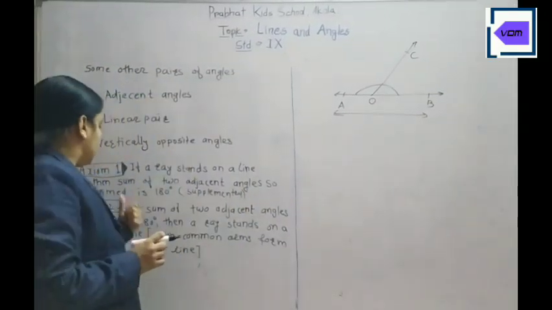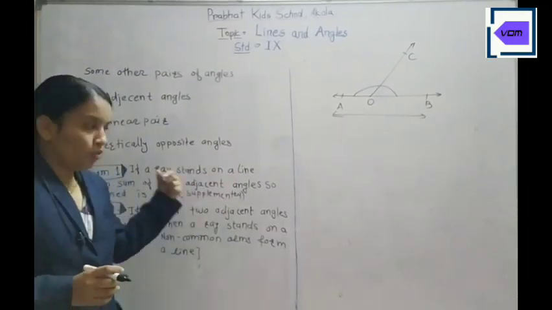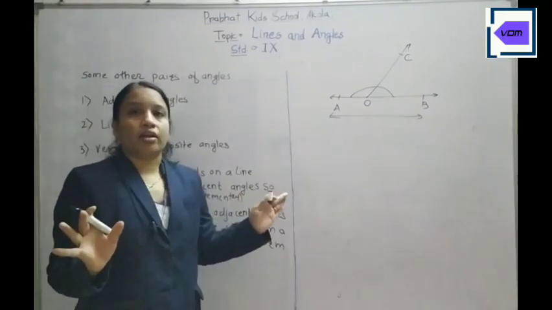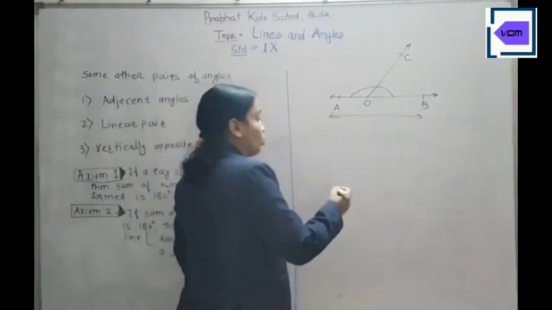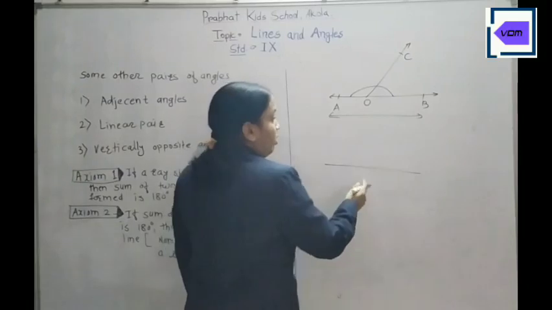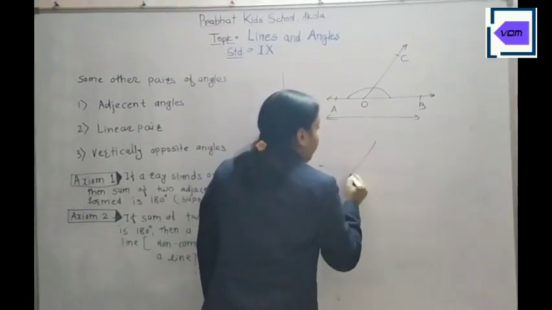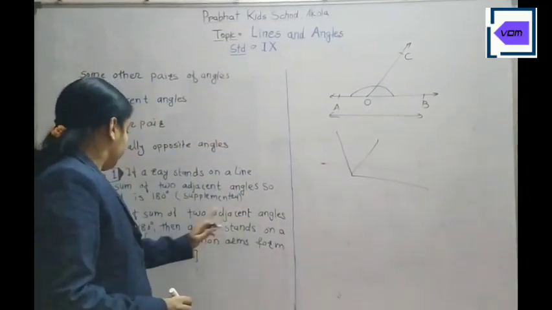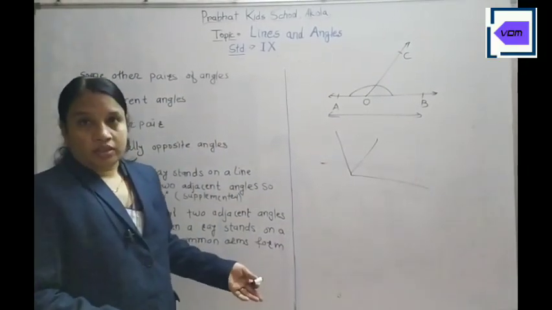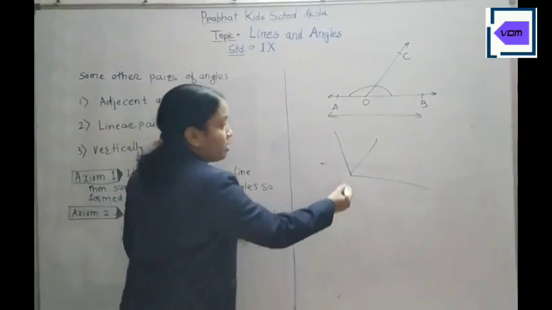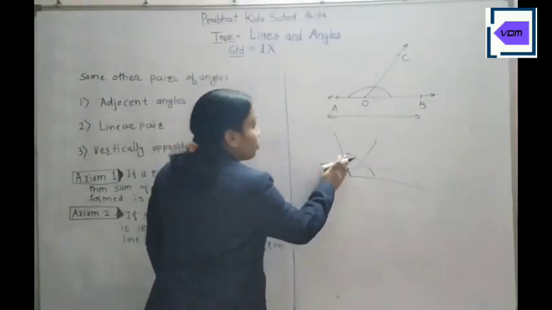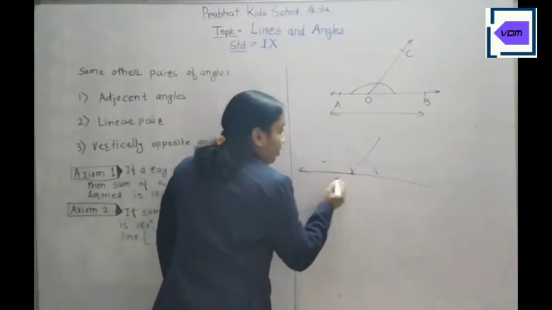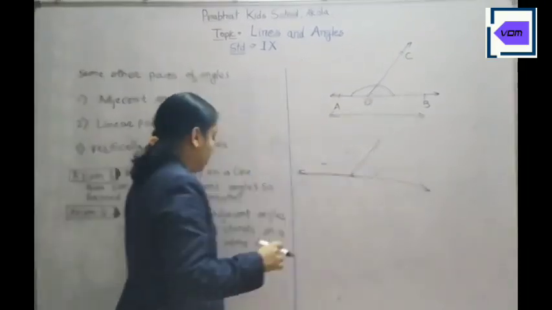Okay. Now axiom 2, exactly the converse of axiom 1. If the sum of two adjacent angles is 180, where two adjacent angles are given, obviously if you want to draw adjacent angles, you have to take one common arm. Two adjacent angles and the sum is 180. Obviously this sum will not be 180 at first, so you have to rotate one of the arms until the sum is 180.